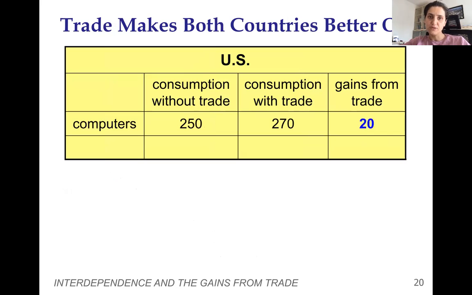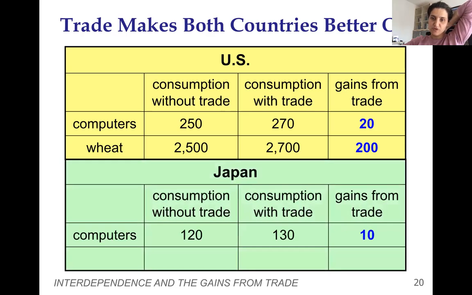Okay, so computers without trade in the US, they were consuming 250 units of computers. With trade, it increased to 270. So there's a benefit for the wheat. There are 200 tons of benefit from the wheat. Okay. Similarly for Japan. Both countries are better off after the trade.